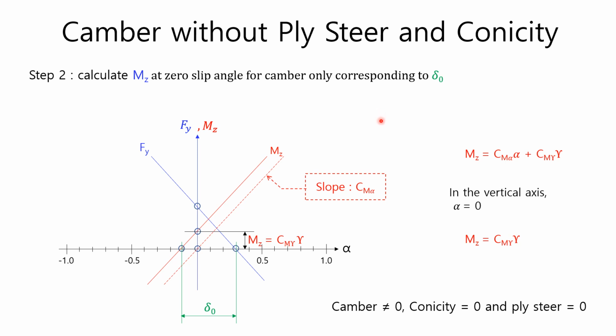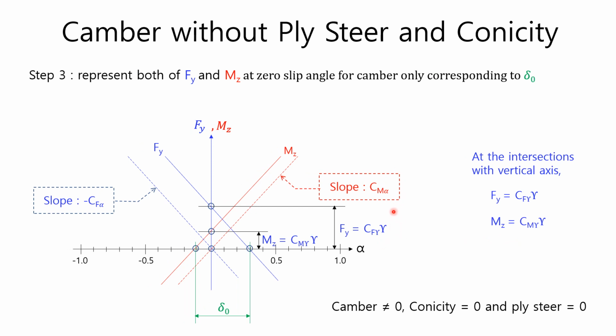In a similar way as before, we can calculate the aligning moment Mz at 0 side slip angle, which can be expressed as the sum of aligning moment due to side slip angle alpha and due to camber angle gamma. Since the side slip angle equals 0 here in the vertical axis, Mz can be expressed as this equation. We can get this figure if we describe the force and the moment altogether. We have a lateral force and the self-aligning moment at the 0 side slip angle in terms of camber angle gamma when there are no ply steer and no conicity. Now we are ready to derive the equation of camber angle gamma in terms of side slip angle length delta 0.